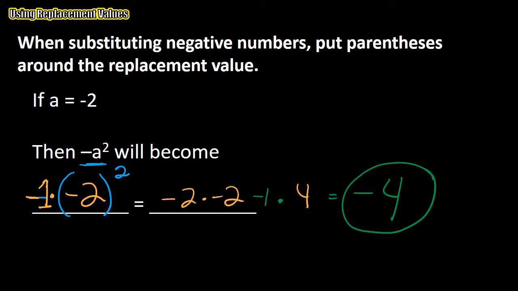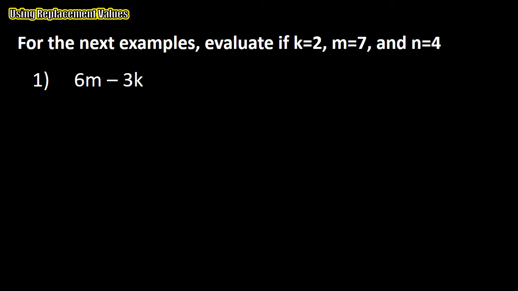It seems a bit tricky, but the real key is to use the parentheses around the negative replacement values. And so let's try a couple examples as we get moving and grooving. We have number 1, 6m minus 3k. We're given some information. We're going to evaluate if k is equal to 2, m is equal to 7, and n is equal to 4. So the first step is I'm going to rewrite this using the replacement values.